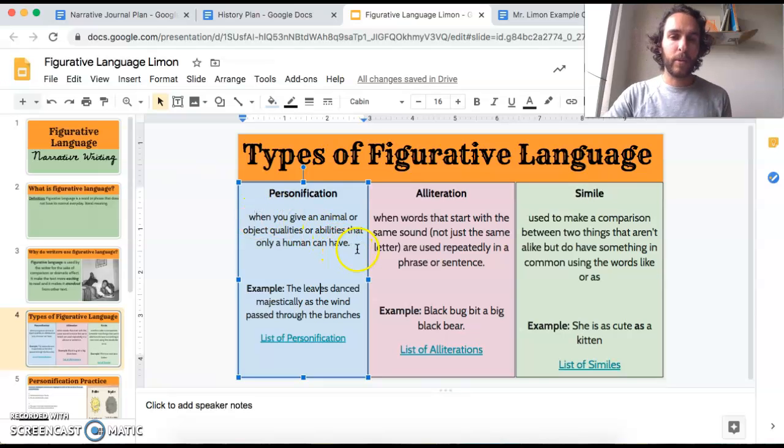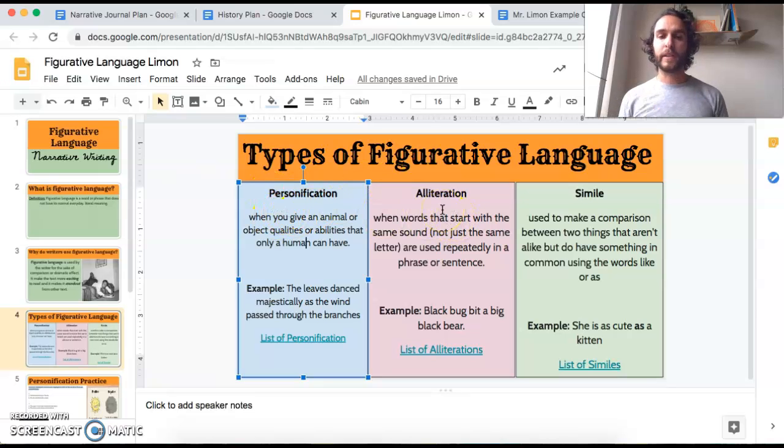So personification, type number 1. That is when you give an animal or object qualities or abilities that only a human can have. Our example here: the leaves danced majestically as the wind passed through the branches. Leaves can't dance, and leaves can't dance majestically. Therefore, that is personification. It's a human quality. Humans can dance. Animals, leaves, nature cannot dance. But we can write like nature actually can dance. If you want to go further into any of these, click the links down here. I'm not going to do that just to keep the video as short as possible today. So personification is number 1.